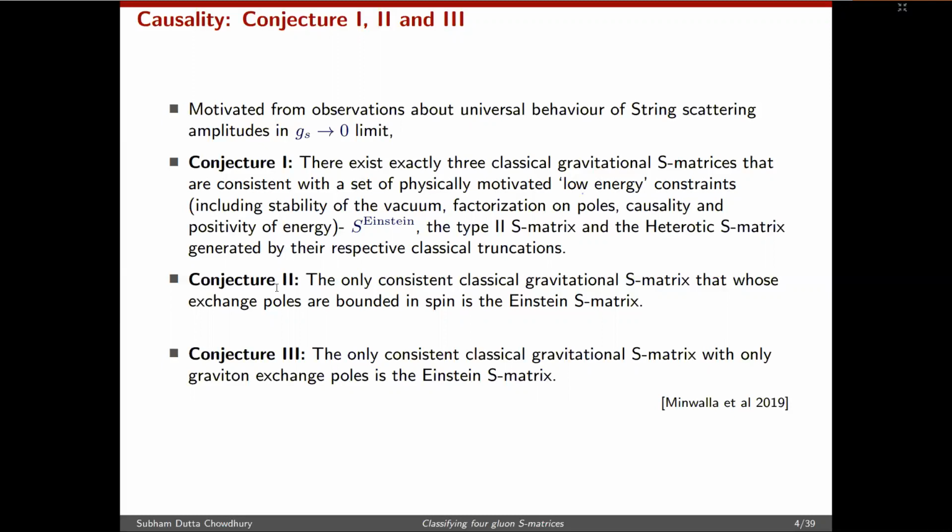What do I mean by that? I mean that if I don't allow exchanged particles to be rising with spin, so you don't have the spins going off to infinity, and you truncate them at a particular spin number, such a truncation is inconsistent unless you include the entire tower of higher spin operators. And this in turn implies this third conjecture, which is that the only consistent classical gravitational S matrix with only graviton exchange poles is the Einstein S matrix.